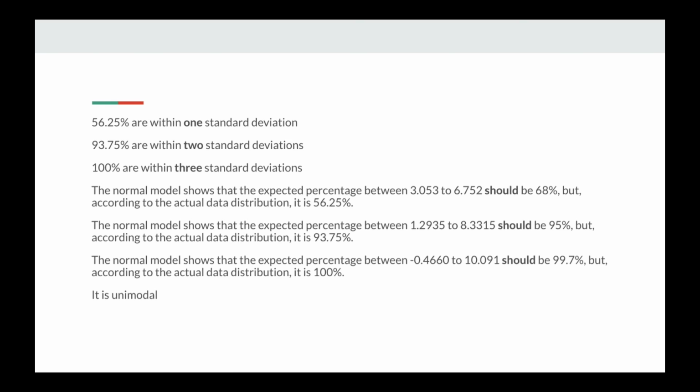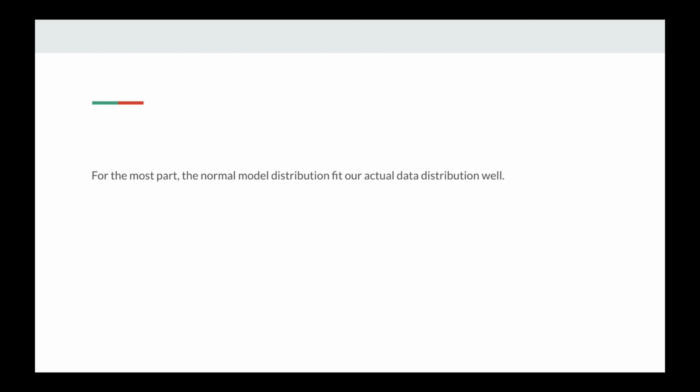The normal model shows that the expected percentage between negative 0.4660 to 10.091 should be 99.7%, but according to the actual data distribution, it is 100%. And our data is unimodal. For the most part, we think that the normal model distribution fits our actual data distribution well.